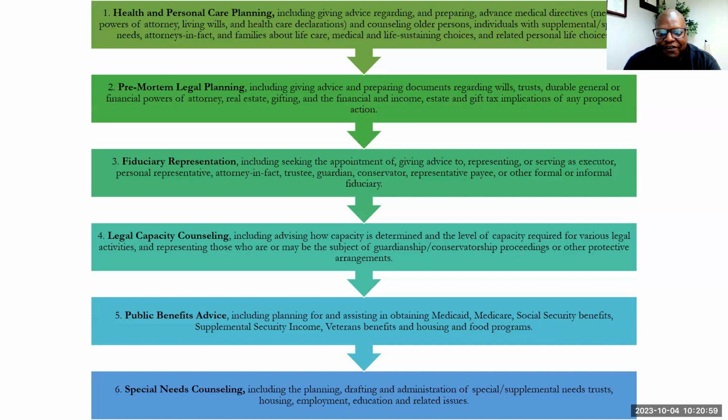Fiduciary representation. Here we have a situation where you are in a capacity to make a decision for someone else. It might be as a personal representative if they pass away. During their lifetime, you might be a trustee for their trust.